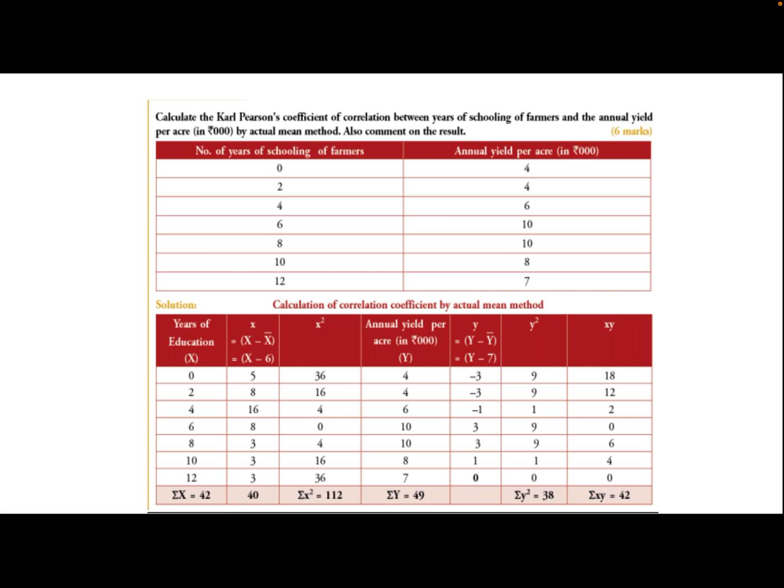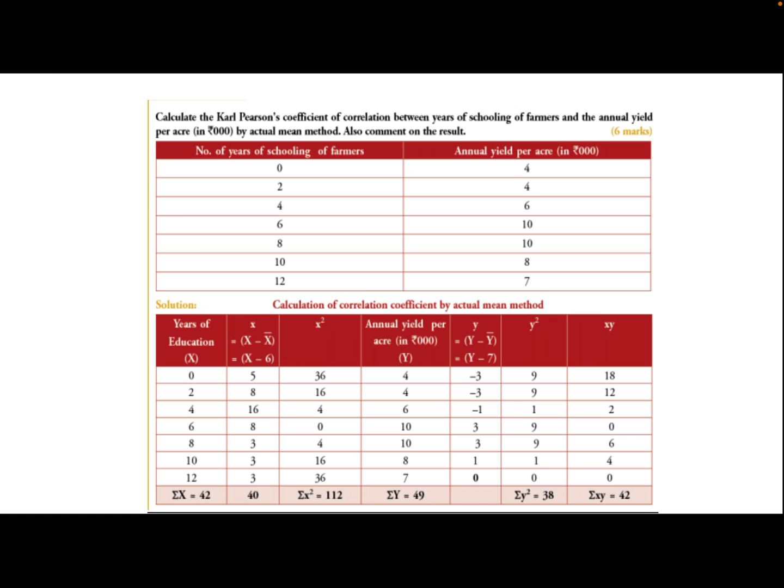Here's the solution, how to solve it. You can see that you are given two variables, number of years of schooling of farmers and annual yield per acre in thousands. These are the two variables and you are asked to find out the coefficient of correlation between them.